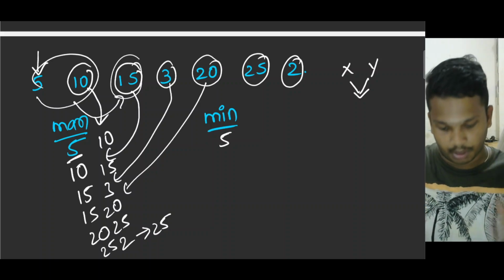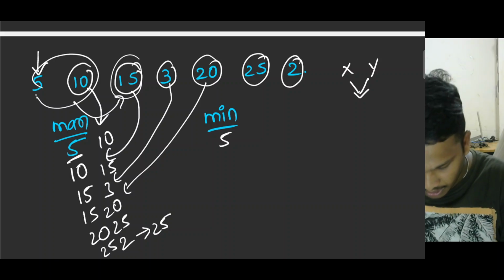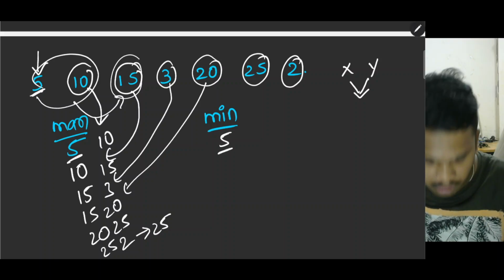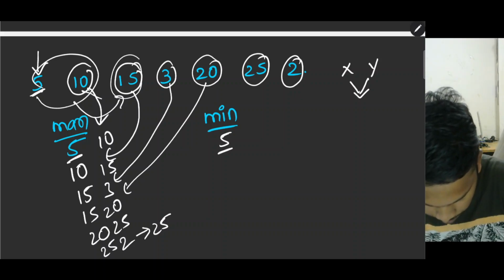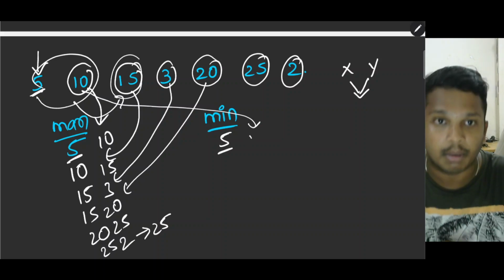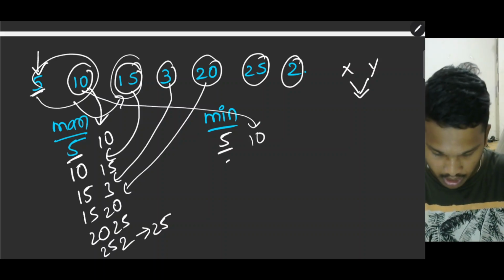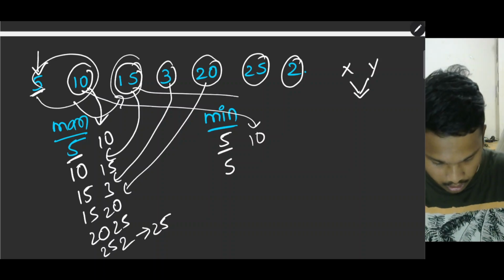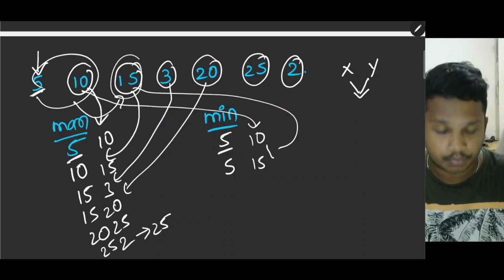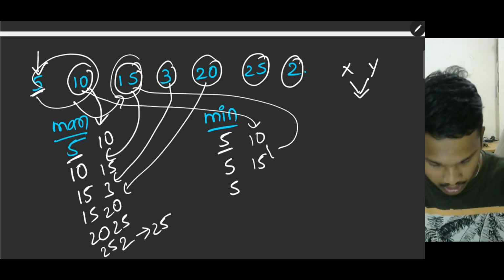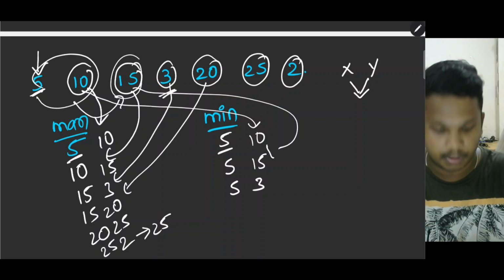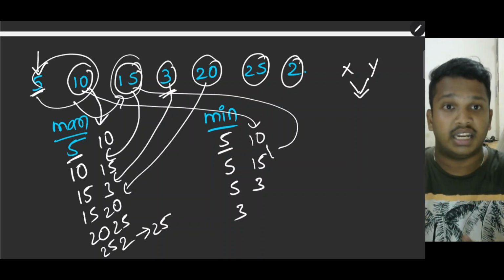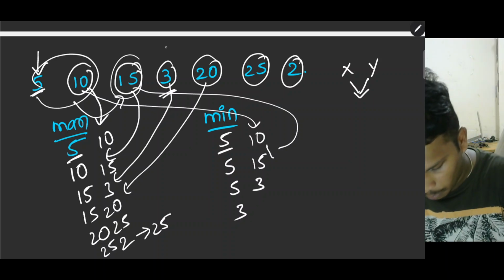Similarly, how to find the minimum? I told you that every time we consider the first value as the minimum because we need two values to compare. Now from the second element onwards, compare 5 and 10. Who is minimum? 5. Again, 5 and 15. Who is minimum? 5. Again, 5 and 3, the next index is 3. Who is minimum? 3. Up to 3 completed.